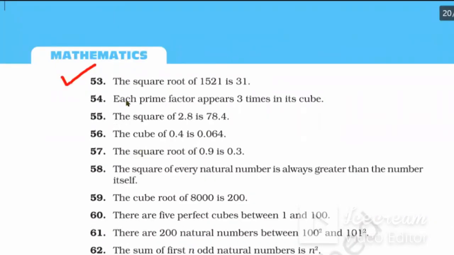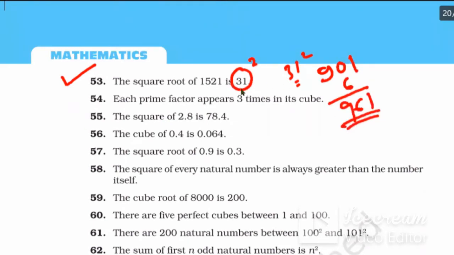Question number 53. The square root of 1521 is 31. Is this correct or not? Use the fastest method to find the square. False. It's the square of 31. The square of 31 is 961. Yes, sir, it's false.